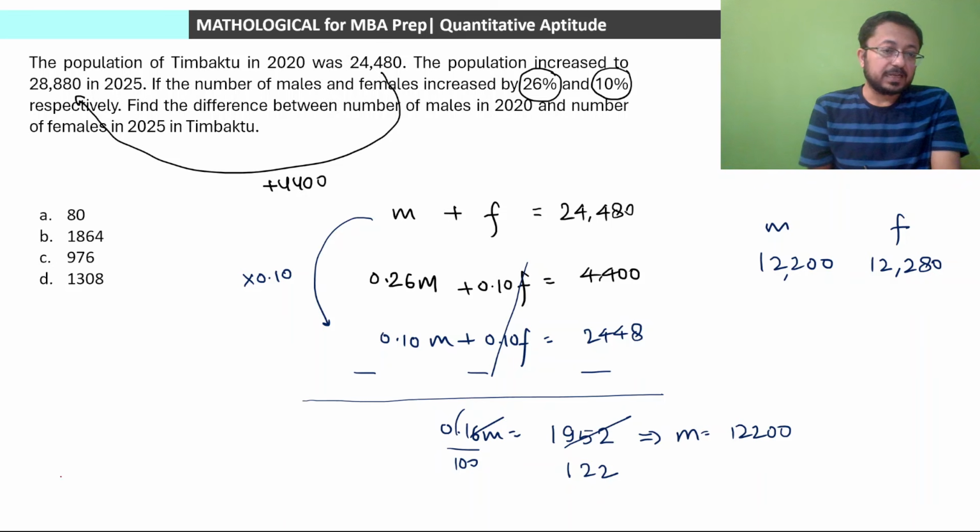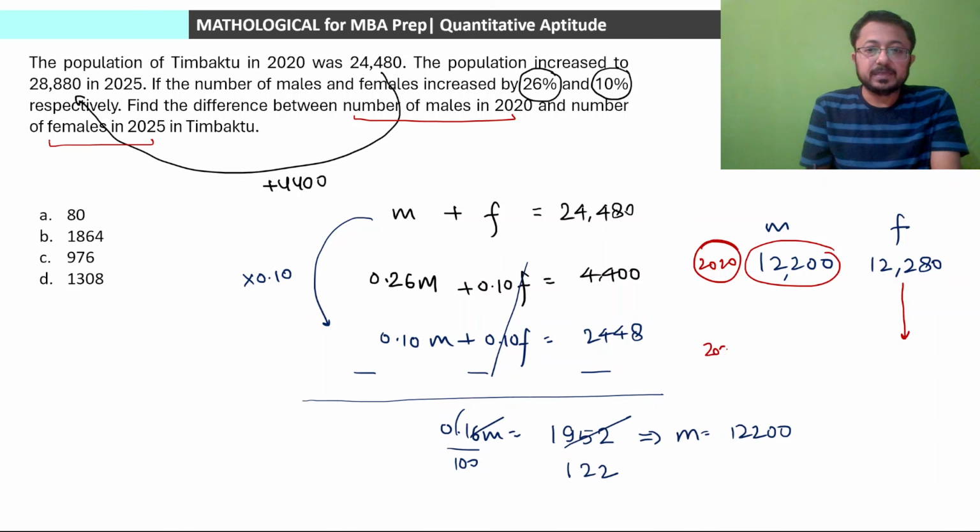बट क्वेश्चन हमारा क्या पूछा है? क्वेश्चन इज आस्किंग डिफरेंस बिटवीन नंबर ऑफ मेल्स इन 2020 एंड नंबर ऑफ फीमेल्स इन 2025. डिफरेंट ईयर्स के लिए पूछा है. 2020 का मेल्स का वैल्यू तो 12,200 ही है, दैट इज फाइन. बट फीमेल्स का वैल्यू 2025 का पूछ रहा है, यानी कि आफ्टर द इंक्रीज, तो फीमेल्स हैव इंक्रीज बाई 10%, यानी कि देयर इज इंक्रीज ऑफ 1228.